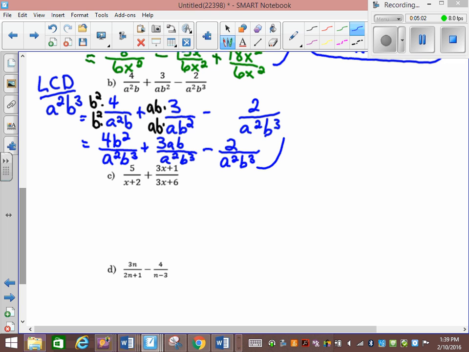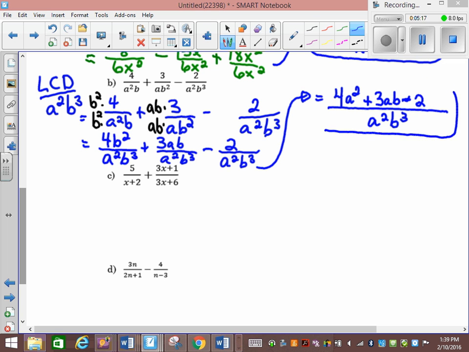And now that I have a common denominator, I can write them all over a squared b cubed. 4a squared plus 3ab minus 2. And I should also say a and b can't equal 0. So you say a comma b can't equal 0. Yep, that's B.